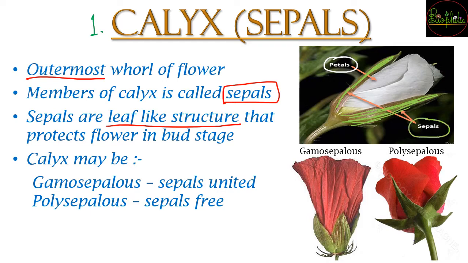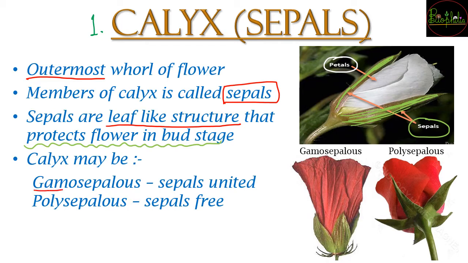So sepals are going to be leaf-like structures which are going to function majorly for protection in the bud stage. Buds are delicate, they have not bloomed. So during that stage, the sepals are going to protect the flower. So calyx can be gamosepalous or it can be polysepalous.